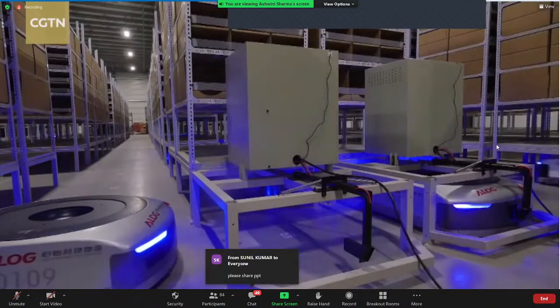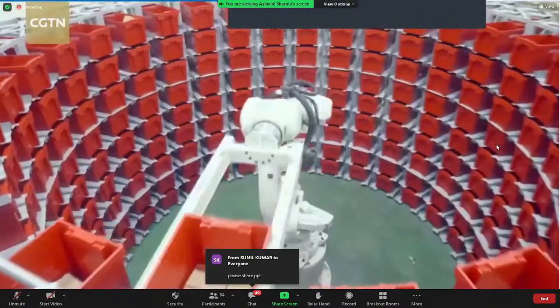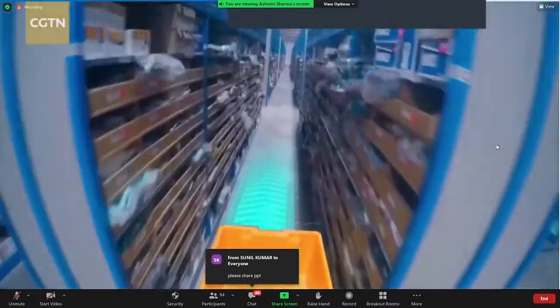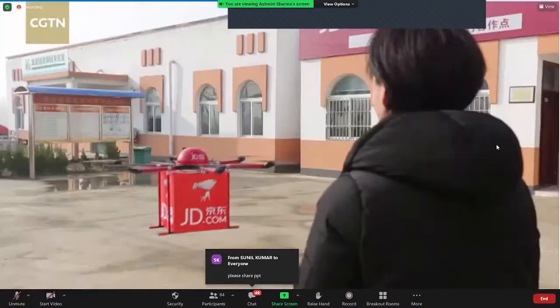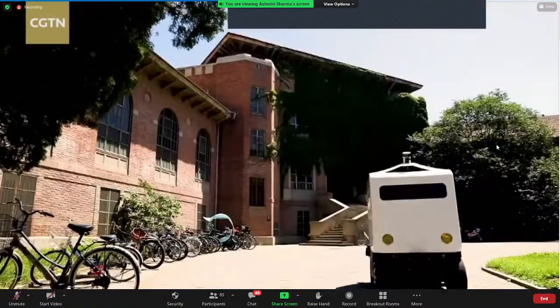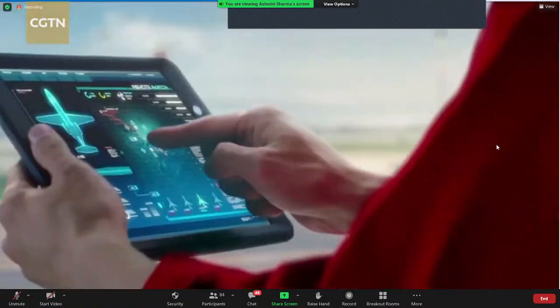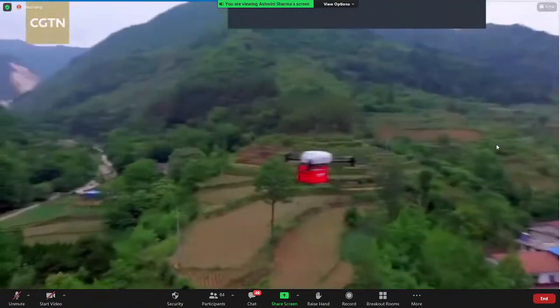With the recent rise of AI and big data, the concept of smart logistics has been put into service. Drones and unmanned vehicles are delivering items faster than ever before as China's logistics sector prepares to enter the smart era.